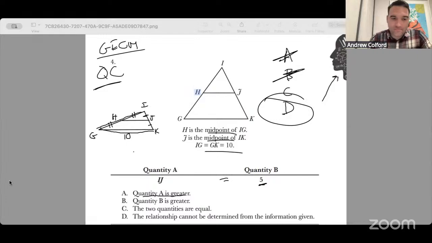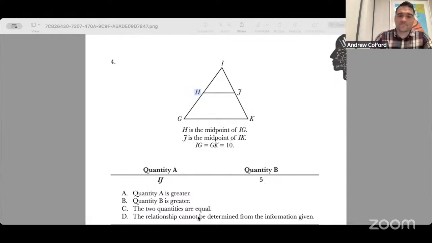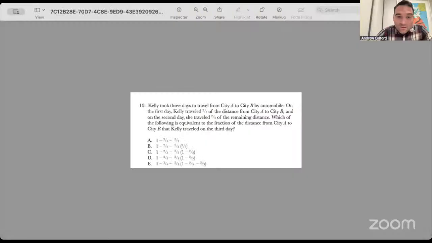Excellent. Let's keep going here. I'll mention these were all from the advanced section. Yeah, these are good ones. Okay, great.